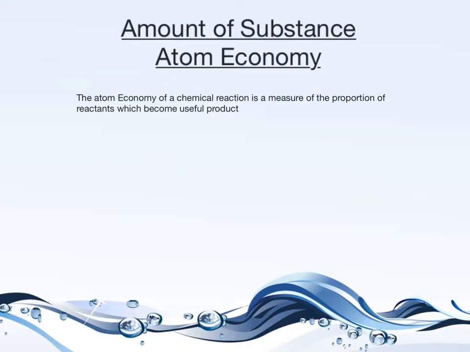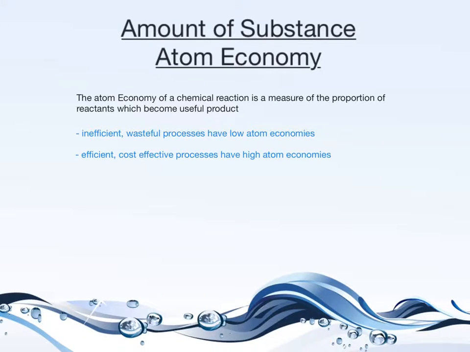In this tutorial we're going to look at atom economy calculations. The atom economy of a chemical reaction is a measure of the proportion of reactants which become useful product. Inefficient, wasteful processes have low atom economies. Efficient, cost-effective processes have high atom economies.